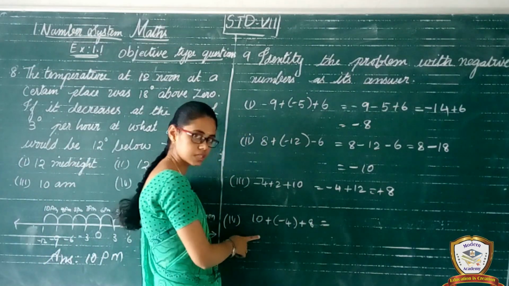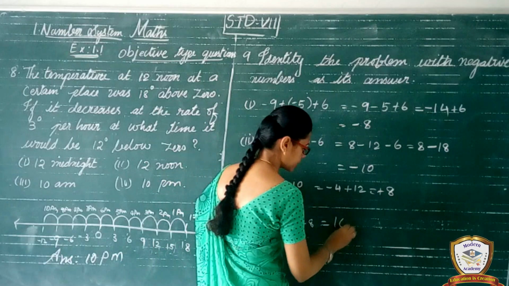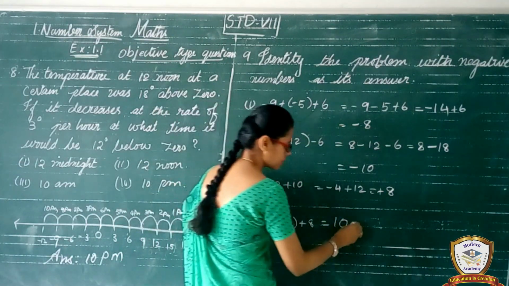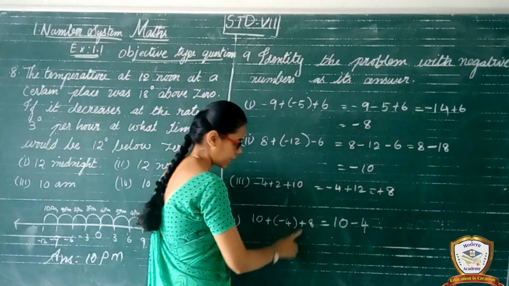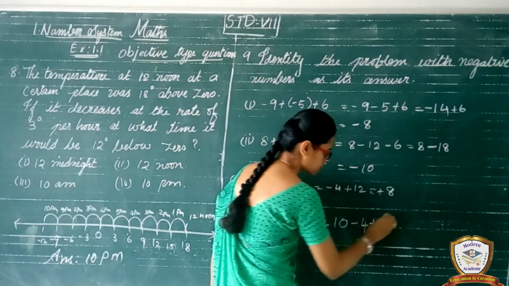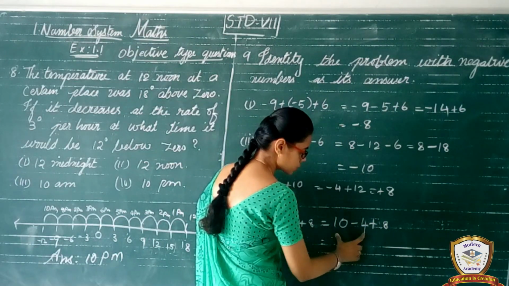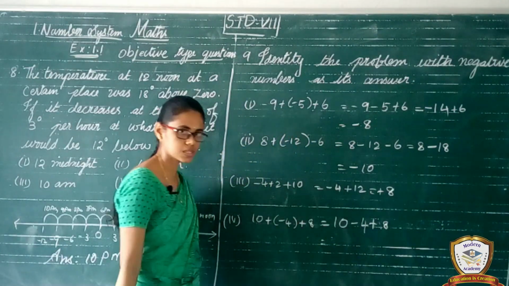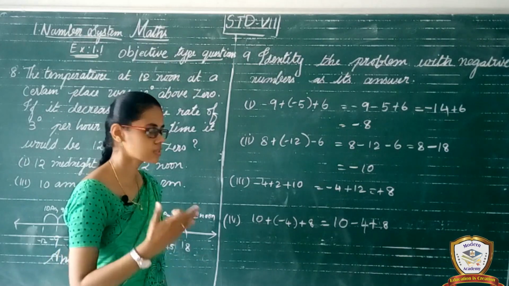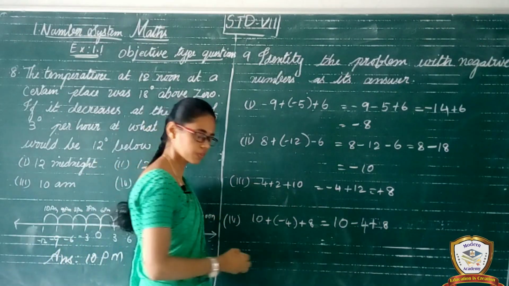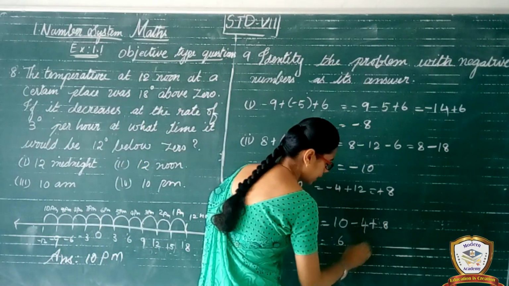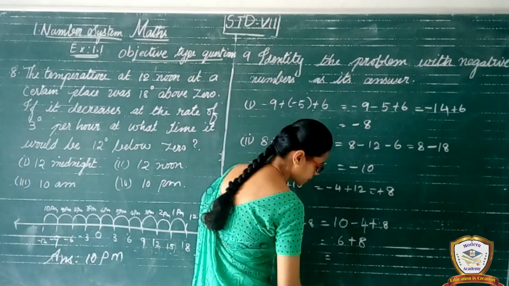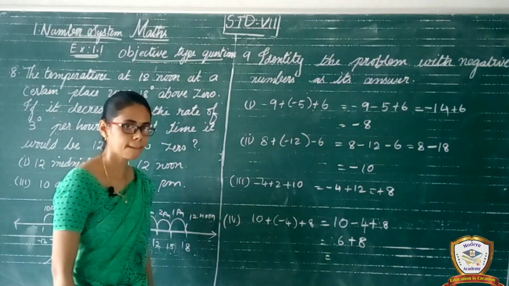We have to add these 3 integers. So 10 as it is right here, and remove the bracket and plus it minus, minus 4. And we want to write plus 8. Okay. So first these two numbers we want to simplify. So both are different sign. Different sign means we need to subtract. So 10 minus 4, 6. And remaining as is right here, plus 8. So 6 plus 8. What's that? 14.